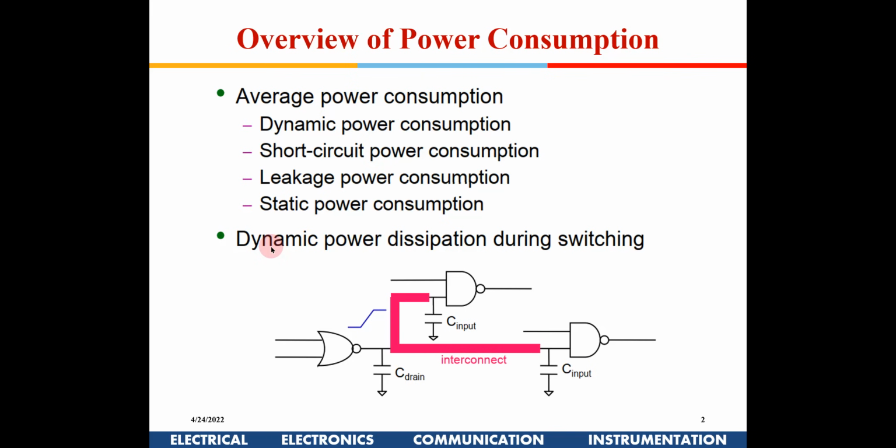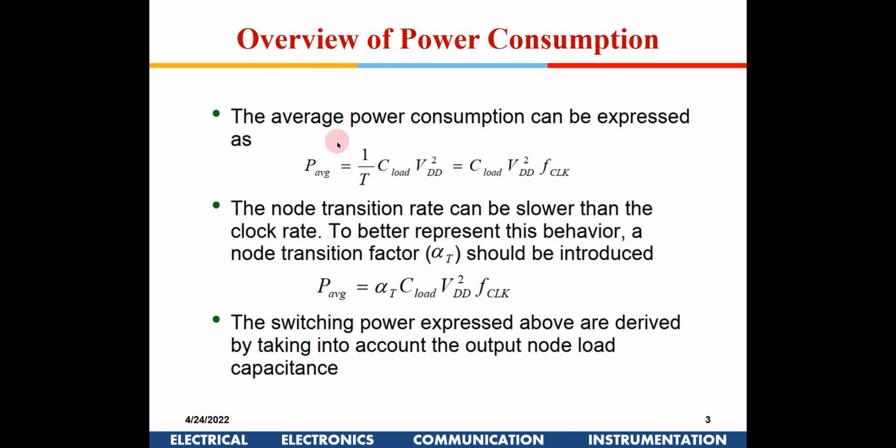So we will be targeting dynamic power consumption, okay, which happens during switching, because that is the major contributor towards power consumption. Right, if you remember, we also derived this formula where the average power is C load VDD square into F clock. Okay, so please refer to our very first class in which this derivation was done. So the average power is C load VDD square into F clock.